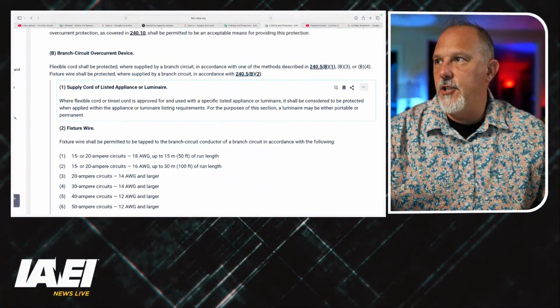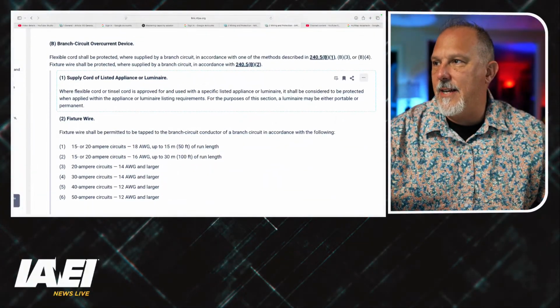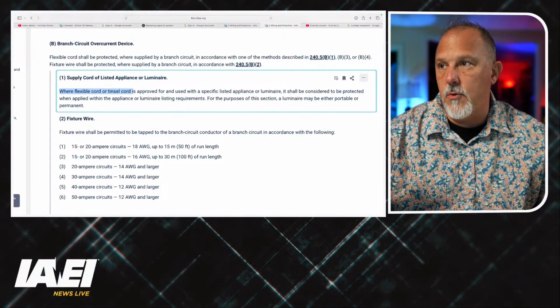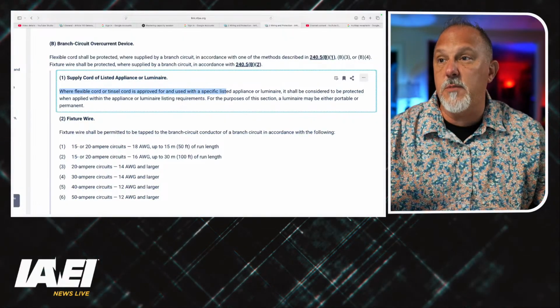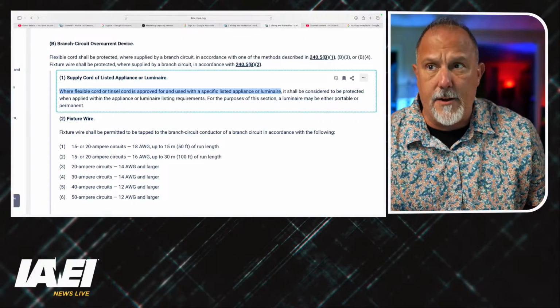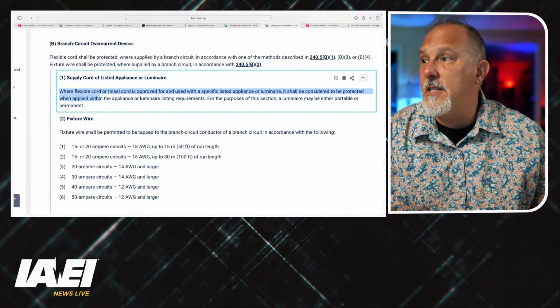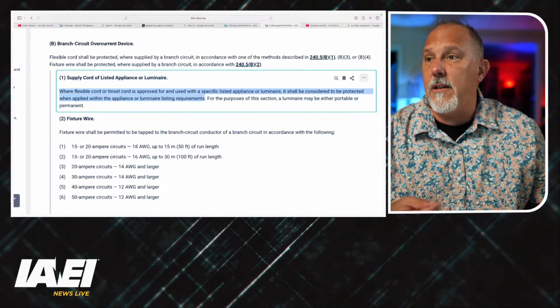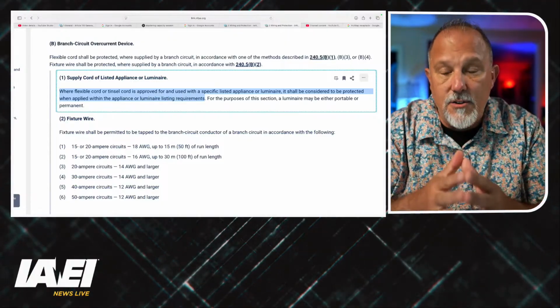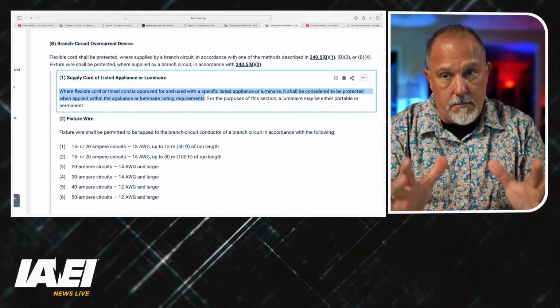If I look at the language in 240.5(B), it says where flexible cord or tinsel cord is approved for and used with specific listed appliances or luminaires, it shall be considered to be protected when applied within the appliance and luminaire listing requirements. So what this tells you, and this is a theme in the code that you've got to honor and respect, is you've got to apply products as per how they were listed and tested.